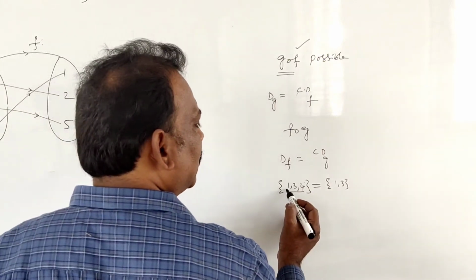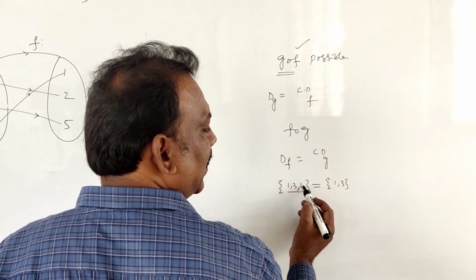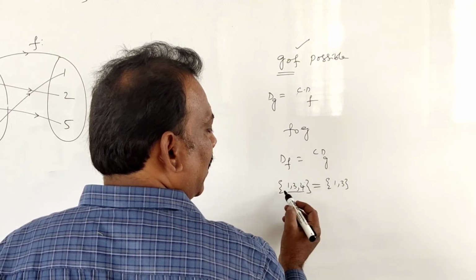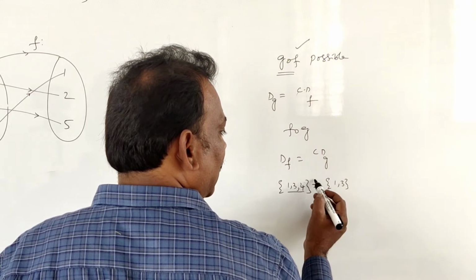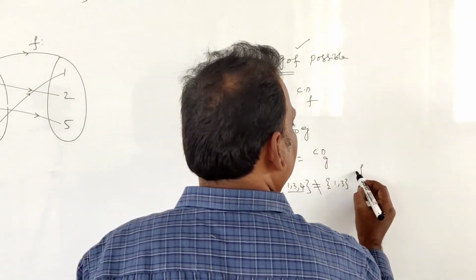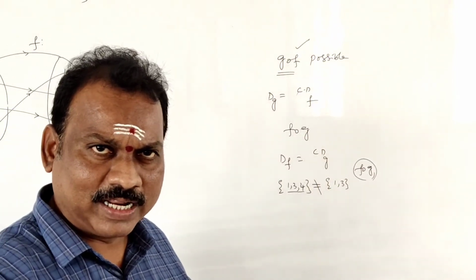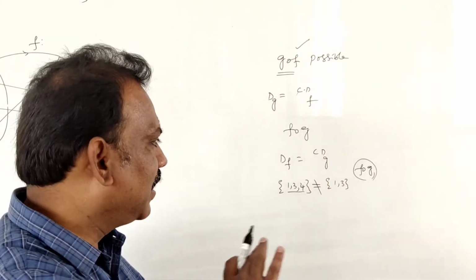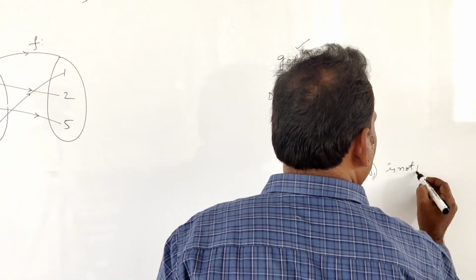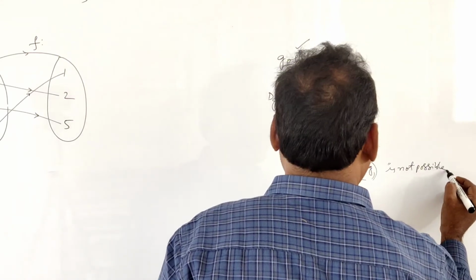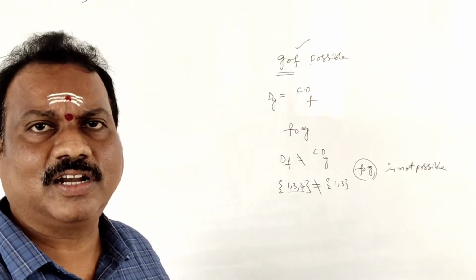Cardinal number means the number of elements, which here is 3. Here the number of elements is 2. And the corresponding elements here are 1, 3, 4 and here 1, 3. So there is a shortage of one element. That's why they are not equal, and F circle G is not possible. Even if they ask to find F circle G, you have to write straight away that F circle G is not possible. They will ask for the reason why. You have to write: domain of F is not equal to codomain of G. That's why F circle G is not possible.